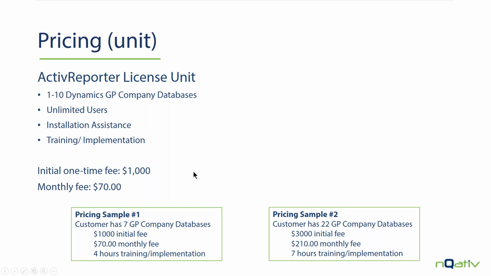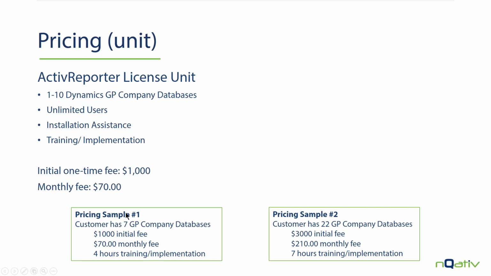The ActivReporter is sold in licensed units, and one licensed unit allows you to have up to 10 Dynamics GP company databases. Now, if you're running 50 companies and they're done with a segment of the chart of accounts, that's still just one database, but you can run up to 10 company databases, no limits to the number of users. We will help you get it installed, and we'll give you 4 hours of training and implementation, all for a one-time licensing fee of $1,000 plus a monthly fee of $70.